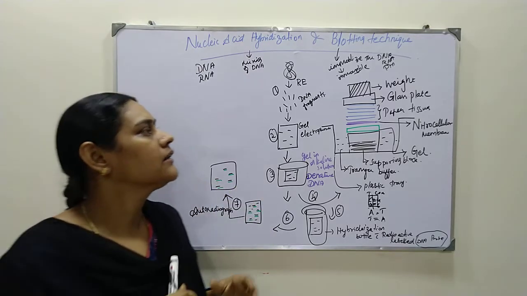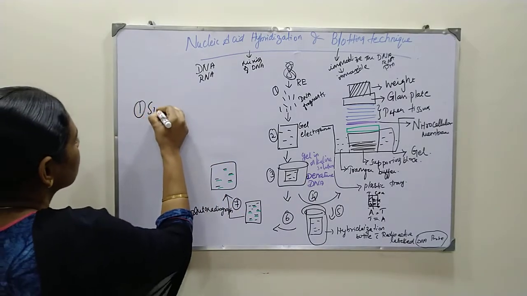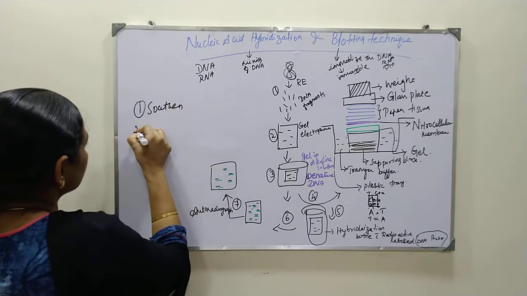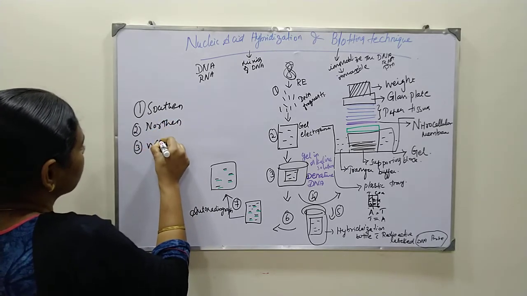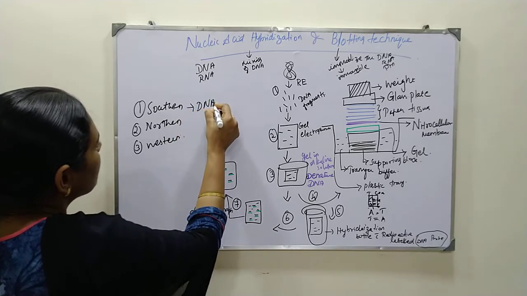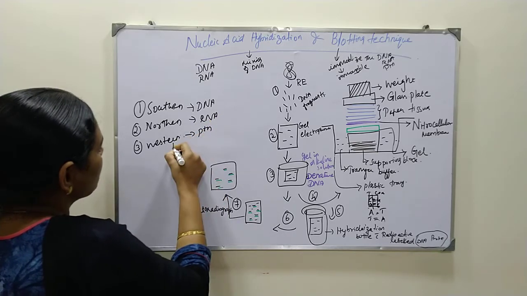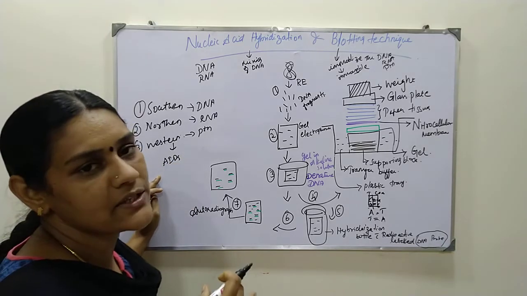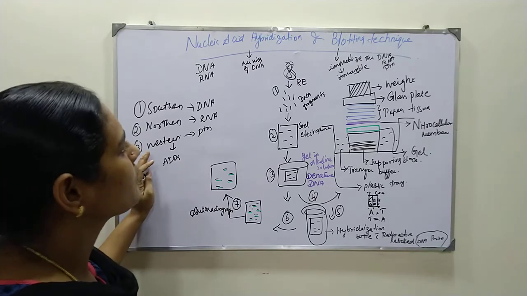And in this blotting technique, there are three types: southern blotting, northern blotting and western blotting. Southern blotting is used to identify the DNA, northern is used to identify the RNA, and western is used to identify the protein. This is very important in cases of AIDS. The particular DNA of the AIDS virus will be extracted by this technique only. So this is about your technique.